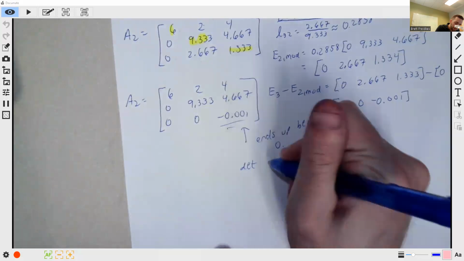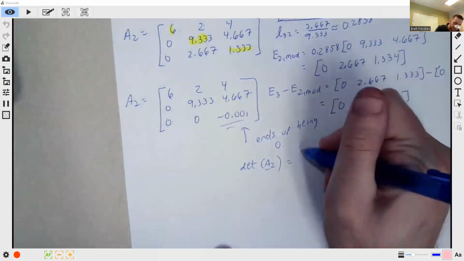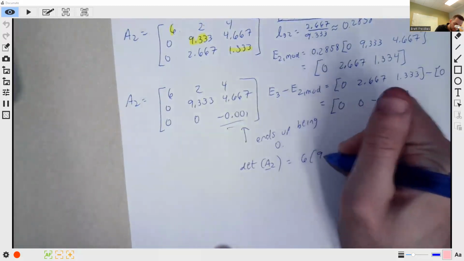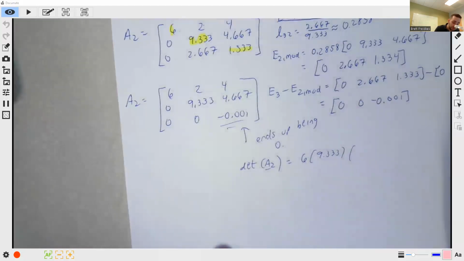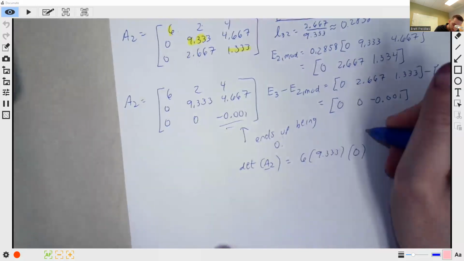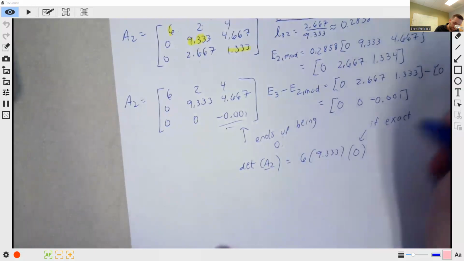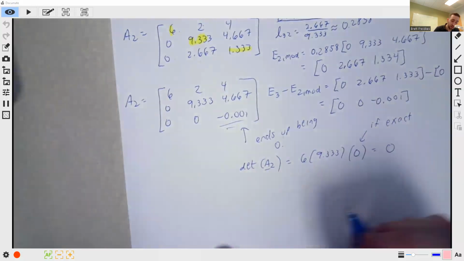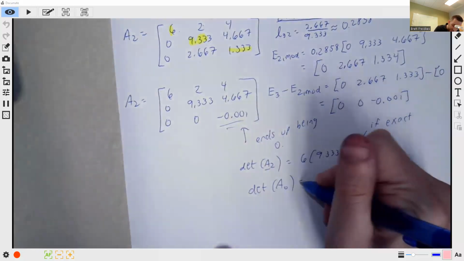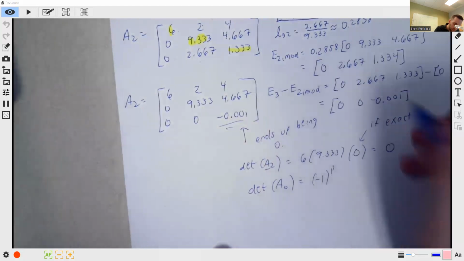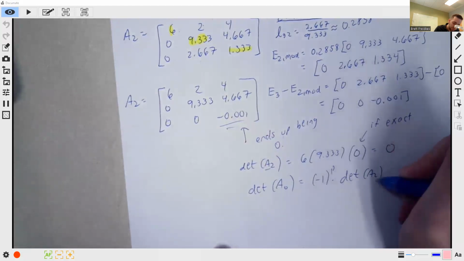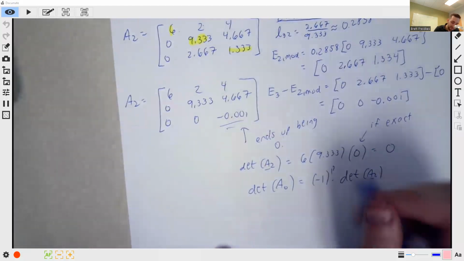Well, the determinant of A2 will be the product of the diagonals because we're in this forward elimination form. So that would be 6, 9.333 times negative 0.001. But again, if we were to do this exactly, just out of reference, this would be 0. I'll say if exact, our determinant of A2 is 0, which means our determinant of A initial equals negative 1 to the power of P, how many pivots we did, times the determinant of A2. Well, since this is 0, this doesn't matter, but we'll be thorough.